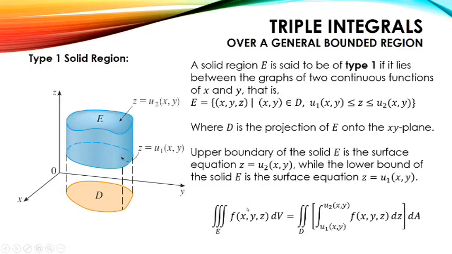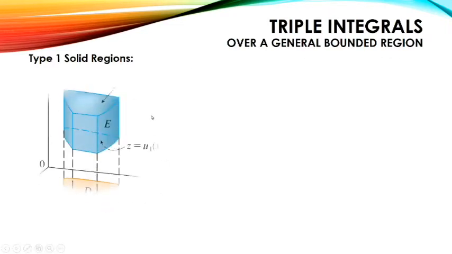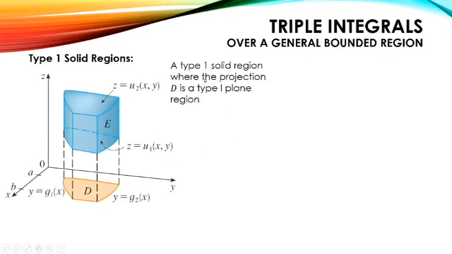So the triple integral of the function f of (x, y, z) dV on the solid region E is the double integral of the integral of f of (x, y, z) dz, where z is evaluated between these two surface equations, and dA is the area element of the projection onto the xy plane. Okay, so that is a type 1 solid region. We have a type 1 solid region with a type 1 plane region. So our plane region is type 1.